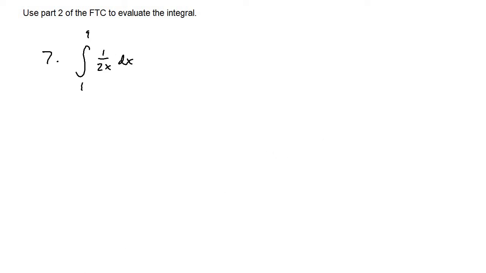Now for number 7, we have the integral from 1 to 9 of 1 over 2x dx. Now before I evaluate, there is a 1/2 as a constant. I can take that outside of the integral. So we have 1/2 times the integral from 1 to 9 of 1 over x dx. Now remember, the integral, or the antiderivative of x to the negative 1st power, or 1 over x, is going to be the natural log of the absolute value of x.